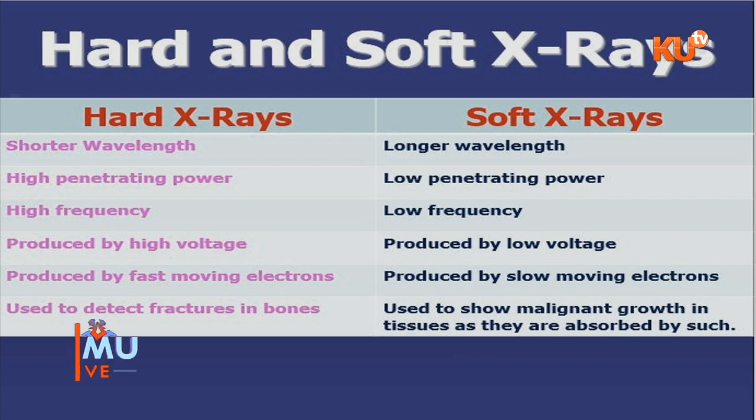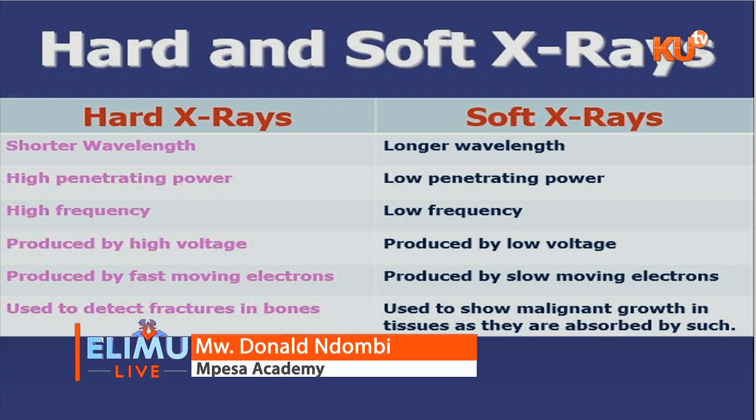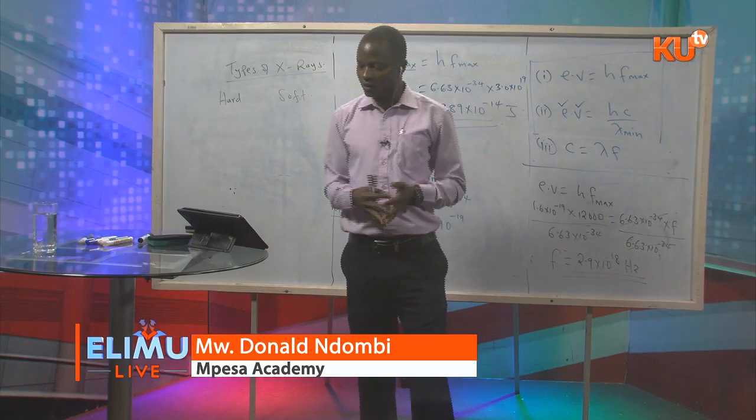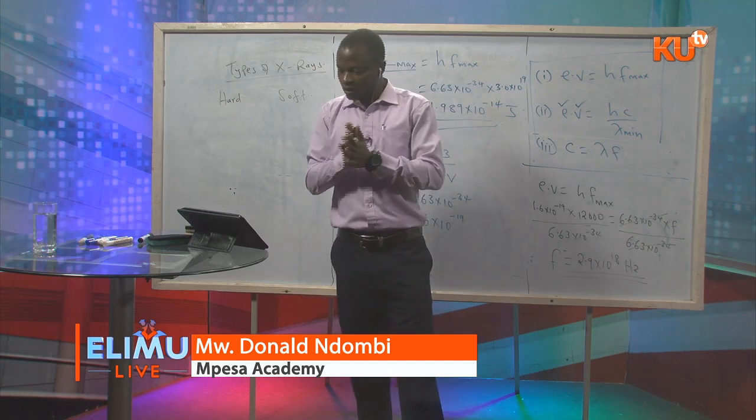So the other side, you give exactly the opposite of what is for the hard X-rays. They have a longer wavelength, low penetrating power, low frequency, produced by low voltage, produced by slow moving electrons. Then they are used to show malignant growth in tissues as they are absorbed by such tissues, like tissues around the heart or the lungs or the liver. If you want to carry out an operation on those soft tissues, you need soft X-rays.